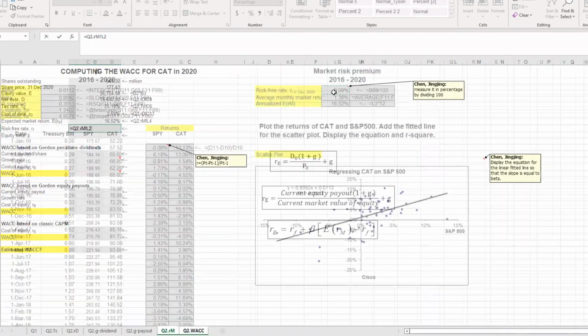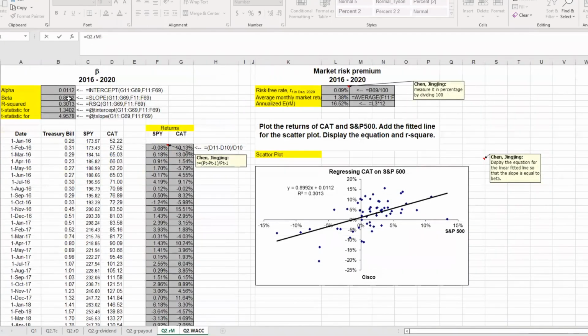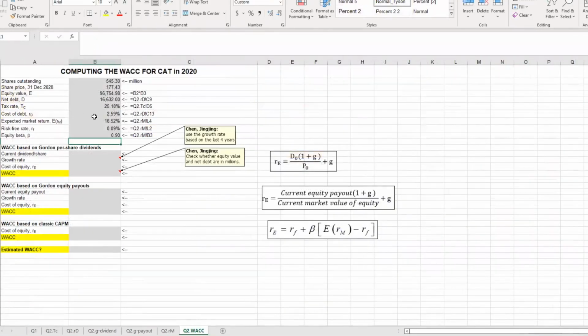So you may wonder, should we do any adjustment to make the risk-free rate measured on an annual basis? The risk-free rate here that we're using is the treasury yield, and yield is already an annual rate. So equity beta.